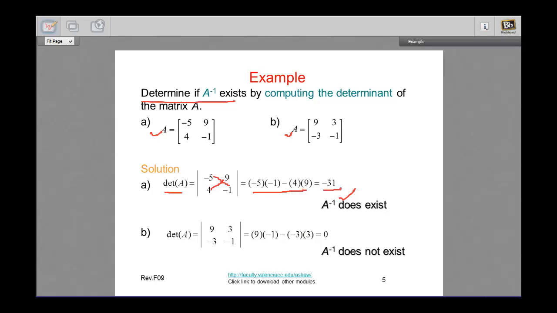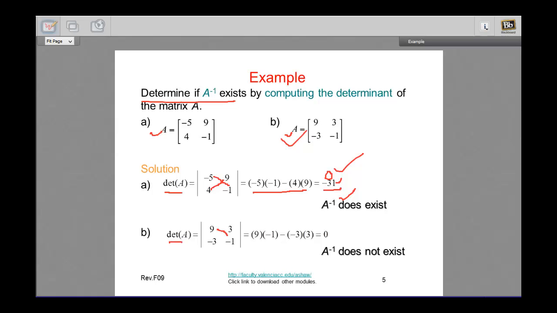If it is 0, then what is the meaning of this? We cannot find the A inverse. But here it is not 0, so it means we can find the A inverse. In the last week, I showed you several examples of this type, so maybe you remember.